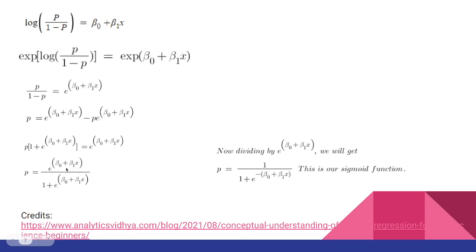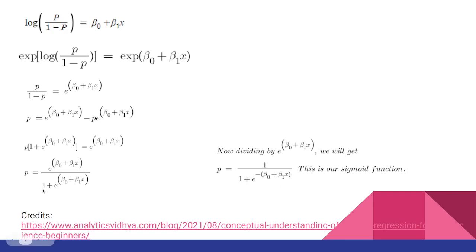So e to the power beta 0 plus beta 1x, we can divide both the numerator and denominator by this value, e to the power beta 0 plus beta 1x. What will happen? This divided by this, which is the same, will be 1. E to the power beta 0 plus beta 1x divided by e to the power beta 0 plus beta 1x, they will be 1. Then let's focus on this part, e to the power beta 0 plus beta 1x divided by e to the power beta 0 plus beta 1x. That is also 1, plus 1 by e to the power beta 0 plus beta 1x.